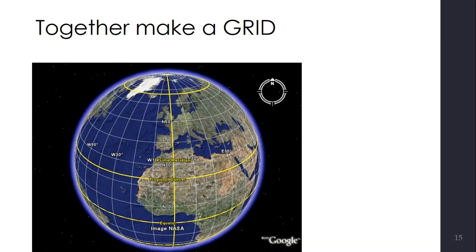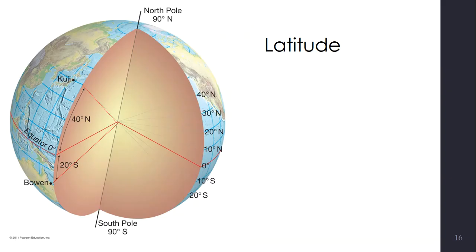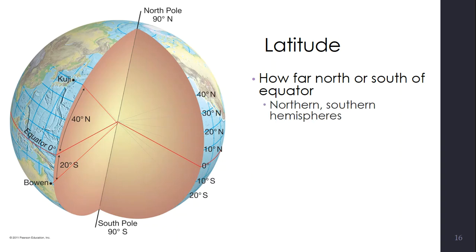And in this class, we're going to talk not about decimal latitude and longitude. We're going to use the kind of old-fashioned north, south, east, west, which I'll go into in just a second. So first, we're going to talk about latitude. Latitude is how far north or south something is from the equator. This divides the northern hemisphere and the southern hemisphere.